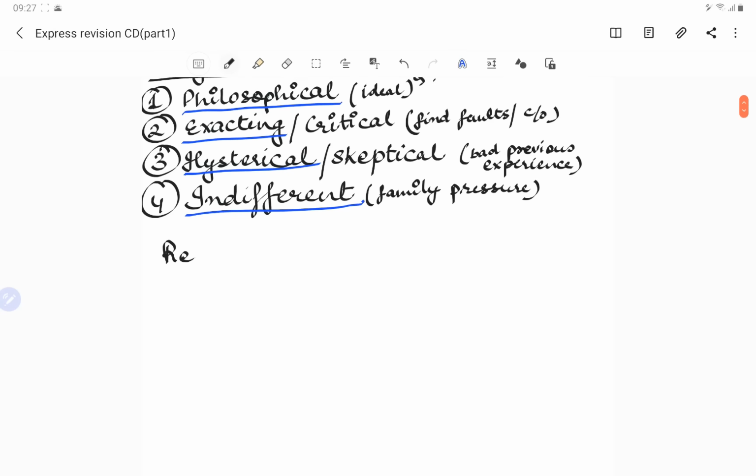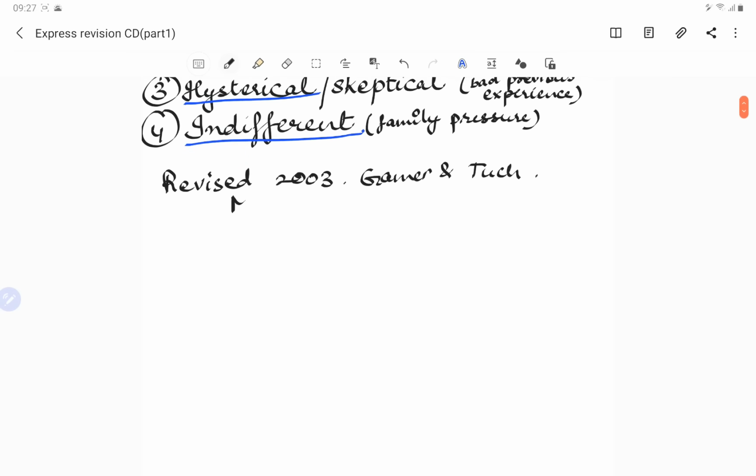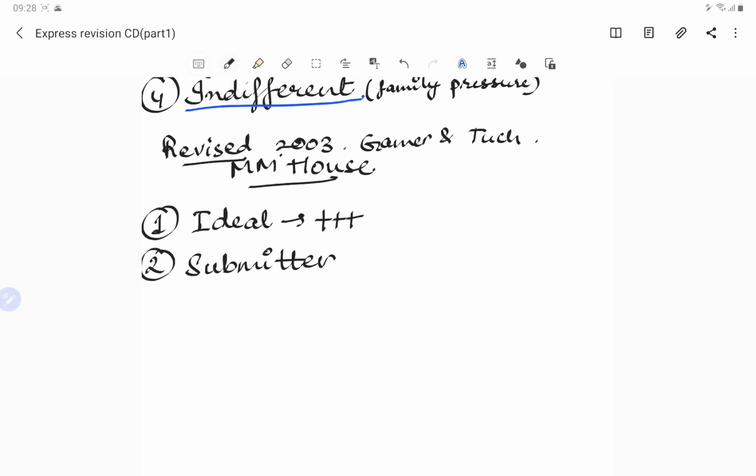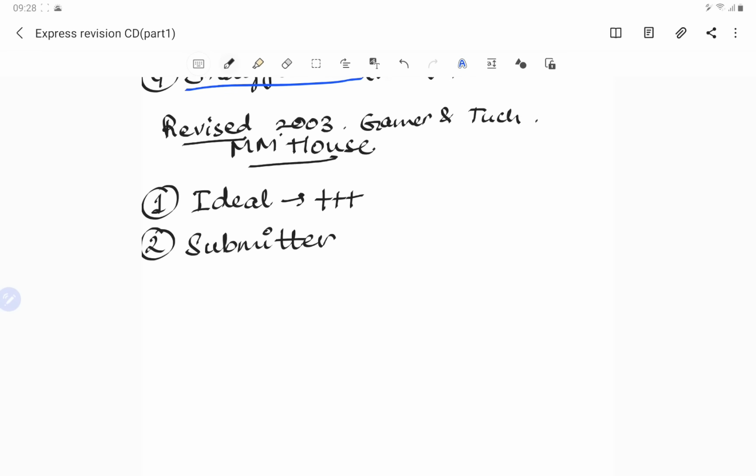So there is a revised classification which was given in 2003 by Gamer and Tuch. This is the revised House classification. In that, we have the ideal attitude, which is a really positive attitude. That means the patient is looking forward to the treatment and is willing for the treatment. The next one is the submitter. As the name suggests, the patient will come and surrender to you.